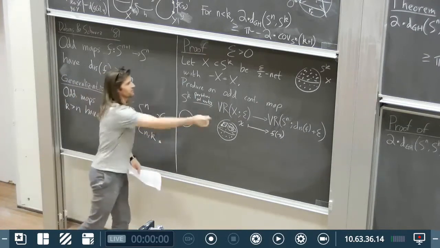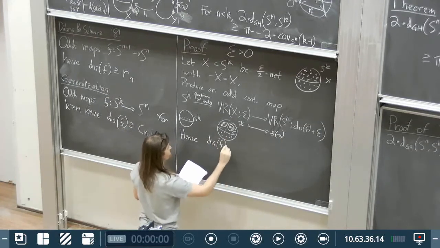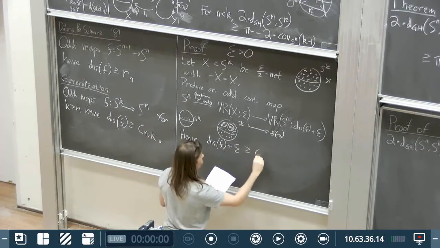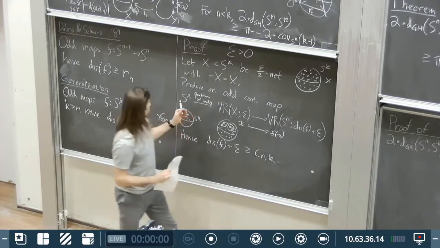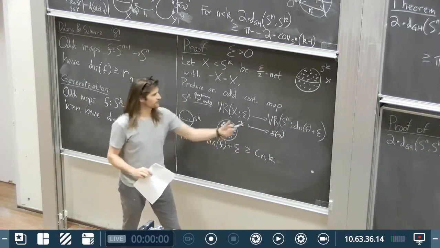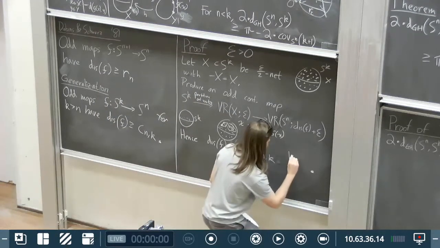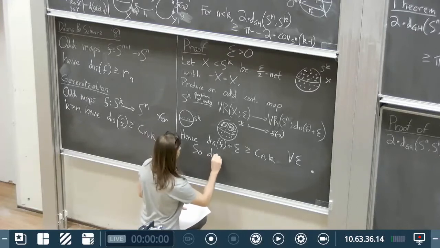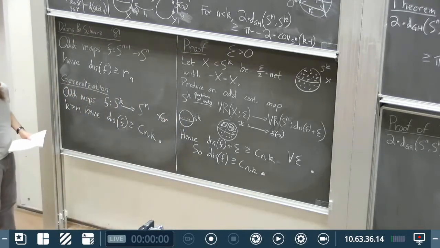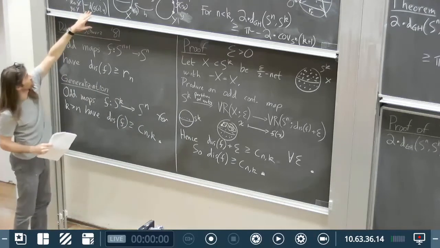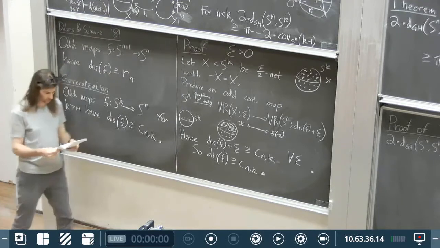This value must be at least C_{N,K}, because I built an odd continuous map from the K-sphere into here. C_{N,K} was the smallest scale such that this Rips complex admitted an odd continuous map from the K-sphere. And this is for all epsilon. So the distortion of F is at least C_{N,K}. So as Patrick said at the very beginning, I'm going to bound Gromov-Hausdorff distances using bounds on the distortion from the high dimensional sphere to the low dimensional one.